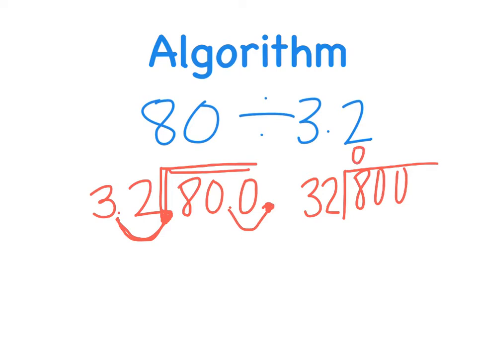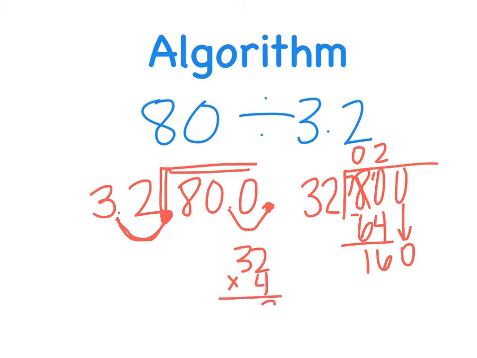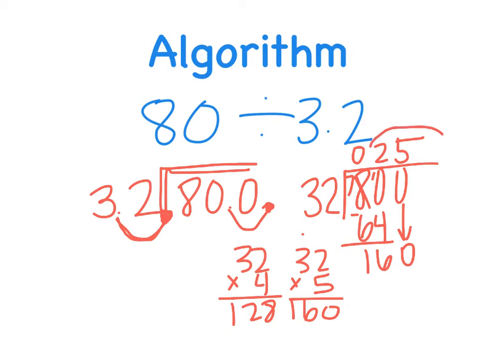32 can't go into 8, but it goes into 80 twice, which is 64. Then I'm going to subtract these numbers to get 16, and I bring down my 0. 32 can go into this about 4 or 5 times. Let's see what we would get. 4 times 32 is 128. 32 times 5 is exactly 160. So I'm going to put my 5 up here, and my final answer is just 25.